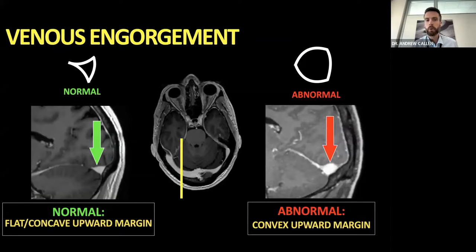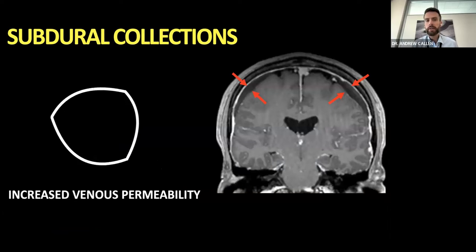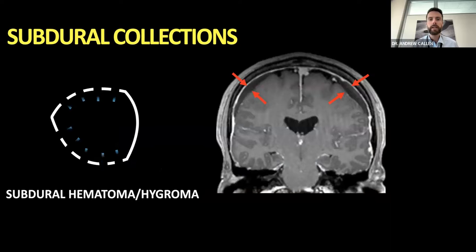Venous engorgement is a very important finding, and perhaps sometimes the only finding that you'll see. It's good to look at the sagittal image, a parasagittal image, often at the level of the orbits, and look at the upward margin of the transverse sinus to see if we have a flat or concave upward margin or a convex upward margin, which would be abnormal in the case of venous engorgement. And we think that as that venous engorgement occurs, the result is increased venous permeability and then leakage of fluid, CSF, or blood into the subdural space, resulting in subdural fluid collections.